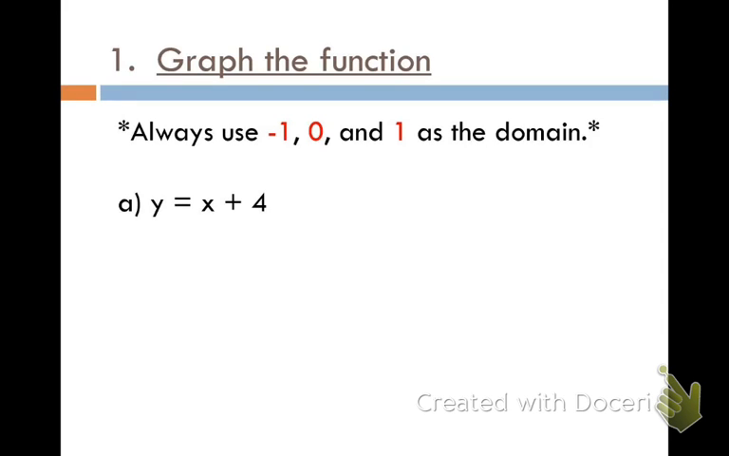Number 1 is asking us to graph the function. Always use -1, 0, and 1 as the domain. So in your homework tonight, it's just going to say graph the function. It's not going to give you a domain. So just know for your homework, you're always going to use a -1, 0, and 1. Okay? Let's talk about the domain.